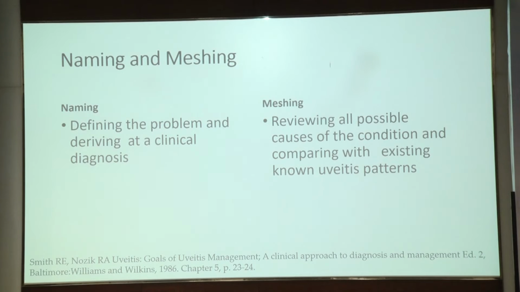So in order to solve a problem, we first need to name the problem. This technique was introduced almost 35 years back by Nozik, which is naming on the basis of the ocular history and examination. First, naming is defining the problem and arriving at a clinical diagnosis. And meshing is comparing all the entities, where the patterns are compared, which will help us in reaching a provisional diagnosis first and then the final diagnosis.